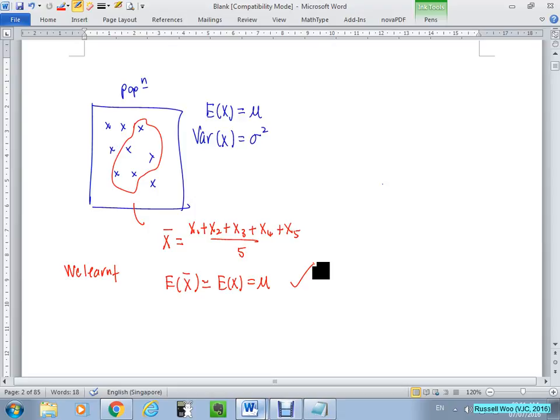We also learned on Tuesday what the variance of x bar is. Now, this is slightly different. We learned that this is actually sigma square over, in this case, 5, which is sigma square over n, depending on whether you pick 5 or pick 6 or pick 7. Follow what I'm saying? So far, so good. Yes?